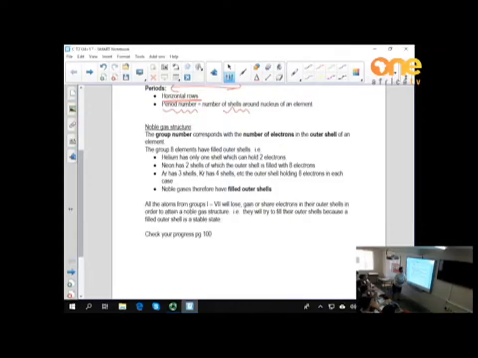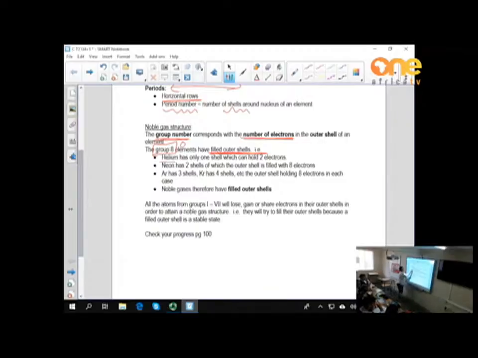The next thing then, I talk about noble gas structure. Now the group number corresponds with the number of electrons in the outer shell of an element. Now group 8 elements, group 8, also known as group 0, has got filled outer shells. What can you deduce from having filled outer shells? There will be no bonding places. All right. So they will not bond. They are stable. All right.